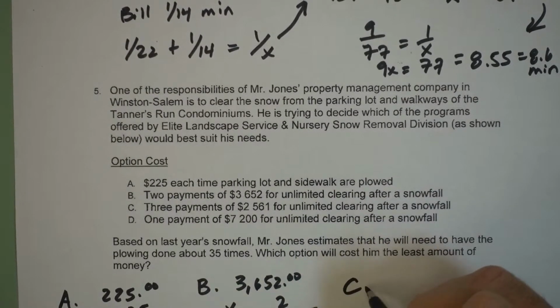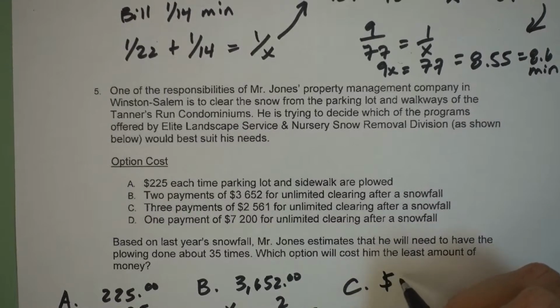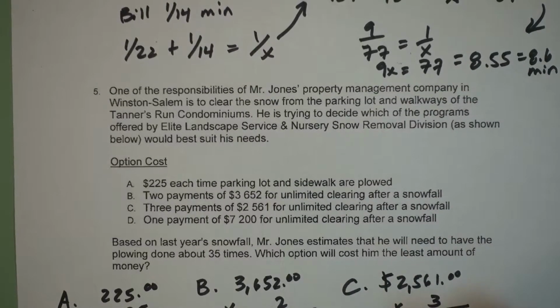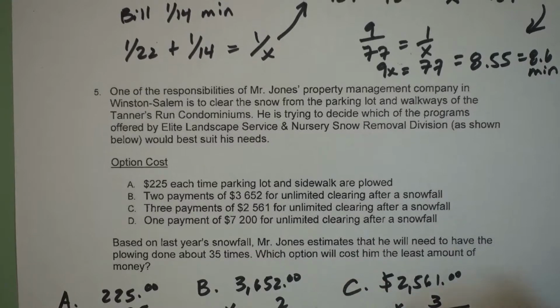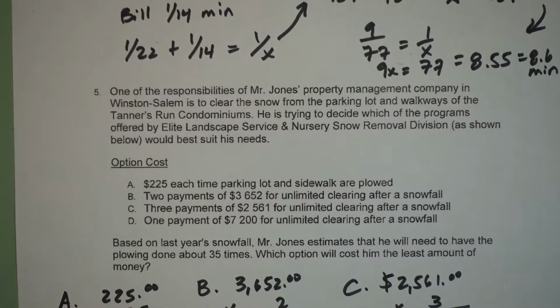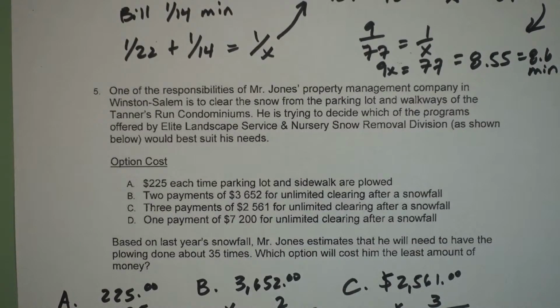$7,304. C is we're going to get the $2,561 3 times during the year. That's going to give me $7,683. And then we have D, which is just the $7,200. And so, which option will cost him the least amount of money? Well, it will actually cost the condominium association less money.